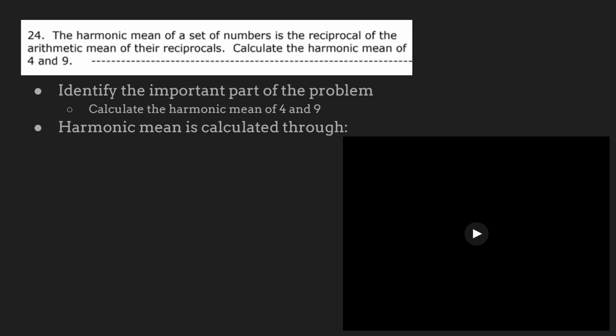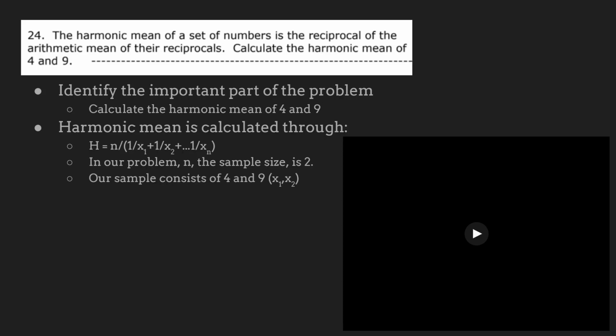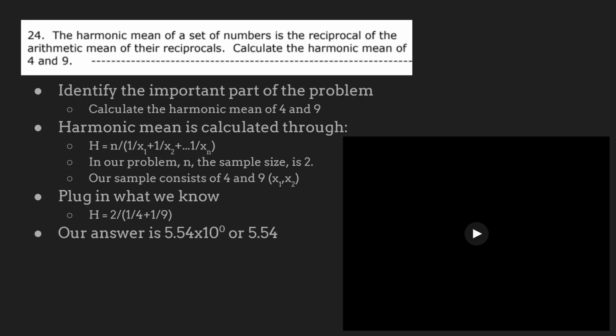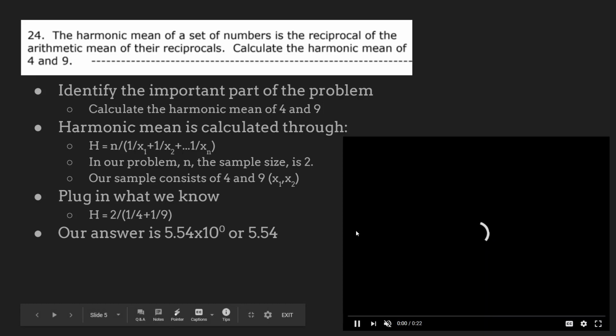Remember, harmonic mean is calculated through H equals n over 1 over x1 plus 1 over x2 to 1 over xn. In our problem, n, the sample size, is 2. Our sample consists of 4 and 9, which is x1 and x2. So we're going to plug in what we know. H equals 2 over 1/4 plus 1/9. Therefore, our answer is 5.54 times 10 to the 0, or 5.54. Here's a video demonstrating how to solve this.